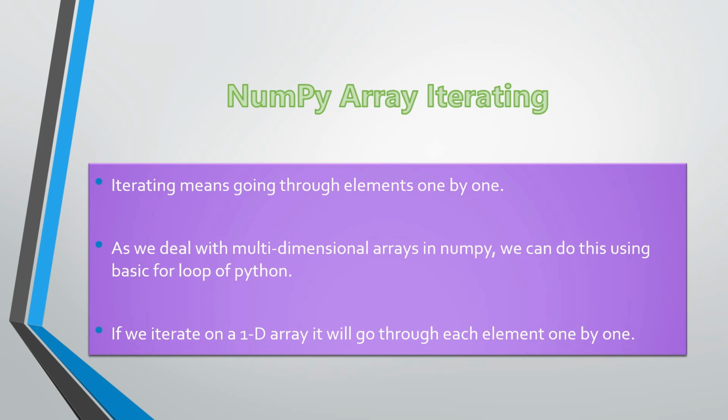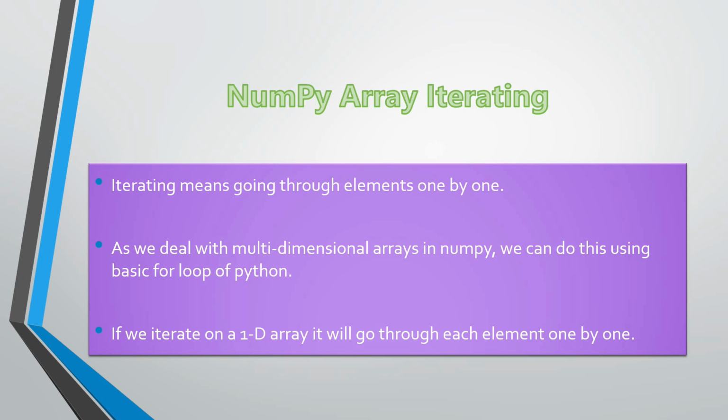And now we are talking about iterating. So iterating means going through elements one by one. As we deal with a multi-dimensional array in NumPy, we can do this using a basic for loop of Python. So now you can iterate each and every element one after another, and you can also put them into a loop and do that operation.